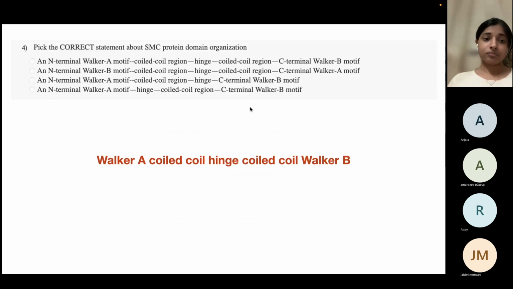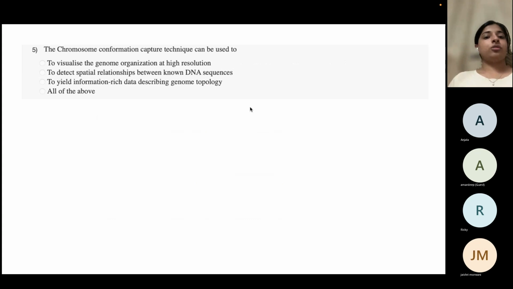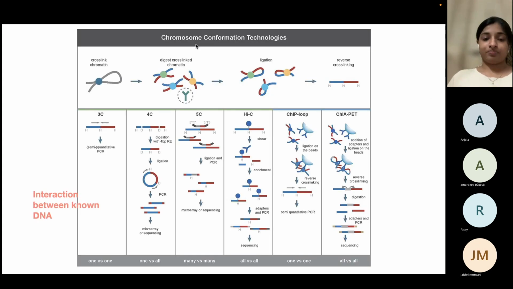the interaction. So the next question was: the chromosome conformation capture technique can be used to do what all? So this is essentially the same experiment, same thing that we were talking about a few questions before. Herein we will try and understand each of these different types of chromosome conformation technology so that we can appreciate what all different functions it can perform.